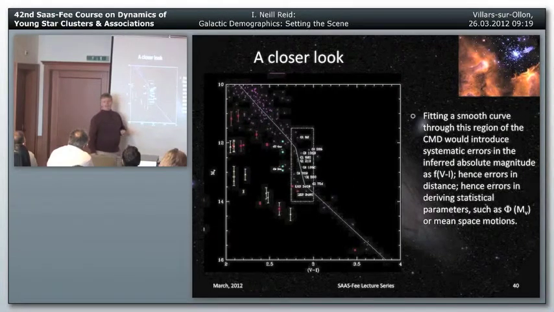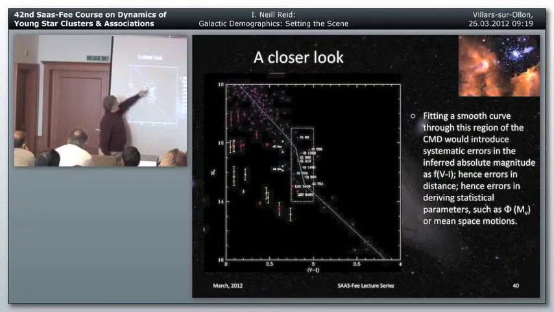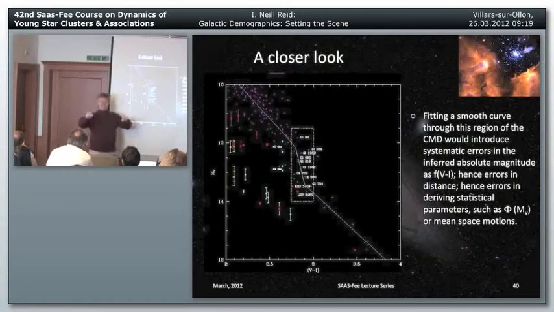systematic mistakes. If you take a smooth curve through here, you're going to say these objects are fainter than they are, so you make them closer. So you increase the density. These ones you put too far away, and you'll underestimate the density. This is how you can take a smooth distribution and put a spurious peak into it.